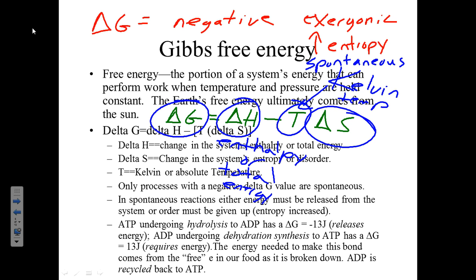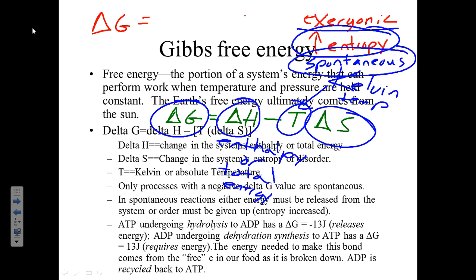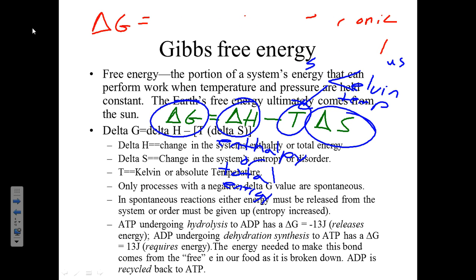Okay. But so far, here's what we know. If you get a negative delta G, a negative Gibbs free energy, the reaction's giving off energy, it's exergonic, it's increasing the entropy of the system, and it's spontaneous. That once it gets started, it finishes. Now, if the delta G happens to be positive, if you do the math and you get a positive answer, all the opposite things would apply.